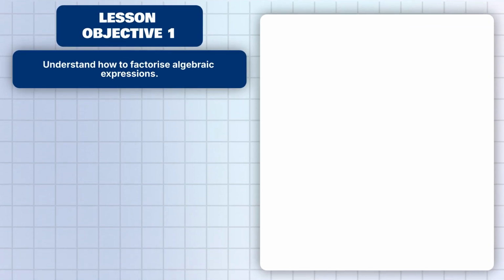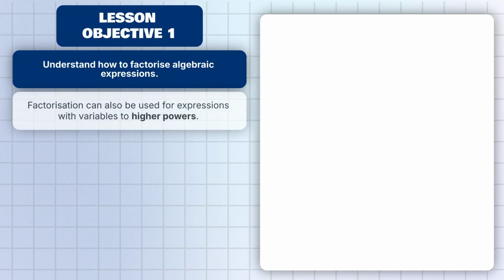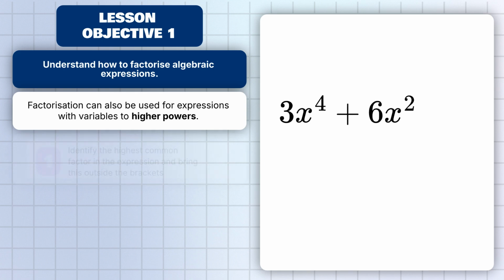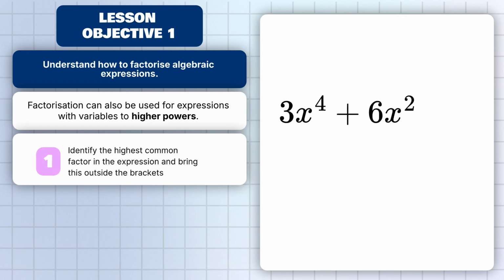Let's explore a more complicated example. Recall from our indices lesson, if we factor out a variable, we deduct one from the power. Consider the expression 3x to the power of 4 plus 6x squared. Identify the highest common factor in the expression. In this case, the highest common factor is 3x squared, so bring this outside the brackets.